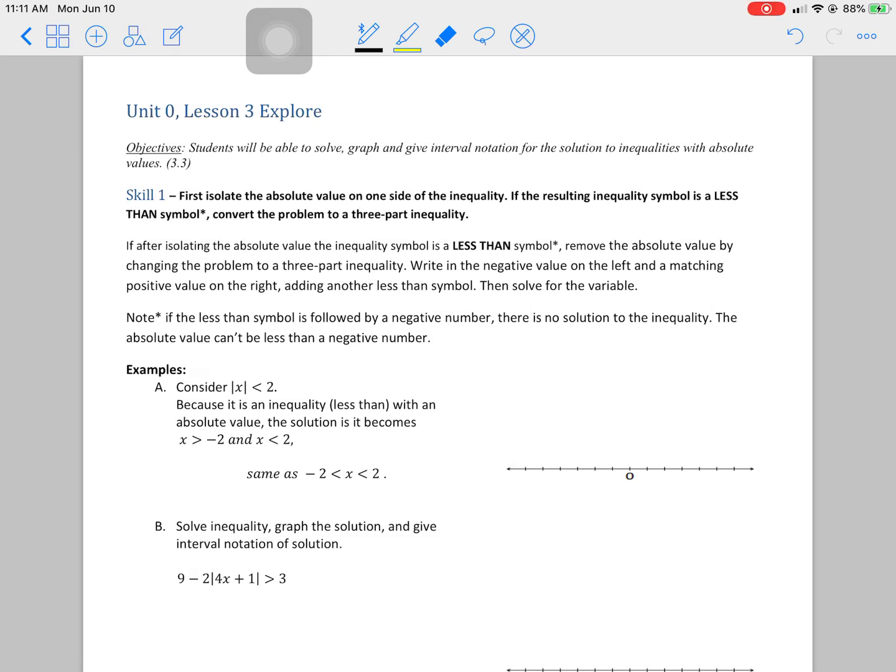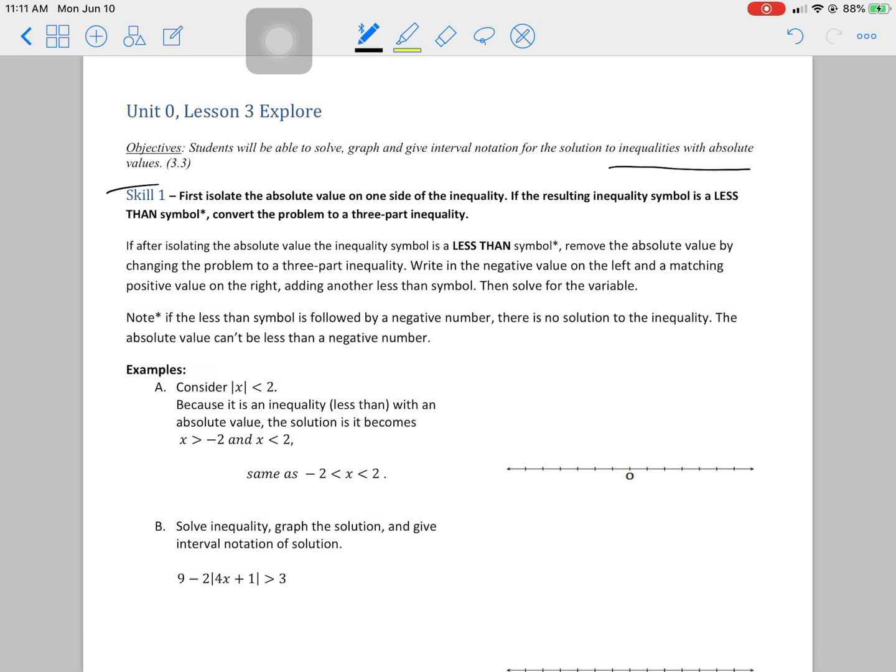All right, Unit 0, Lesson 3. We are talking about inequalities with absolute values. The thinking is just a little bit different than absolute value inequalities that we just did.